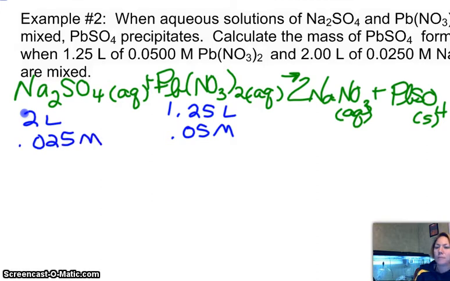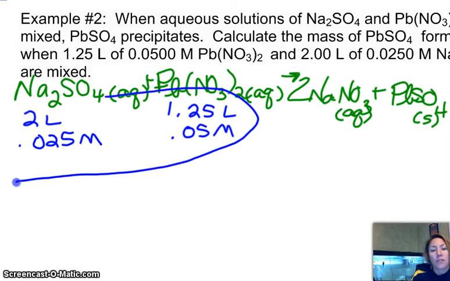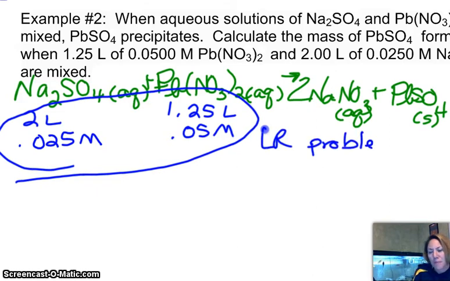0.025 molar. Do you hear that? Not the fish tank. The bells and whistles. You are given amounts of 2 reactants right here. This is a limiting reagent problem. So we have to find out who the limiting reagent is here before we can use it to find the mass of PbSO4.